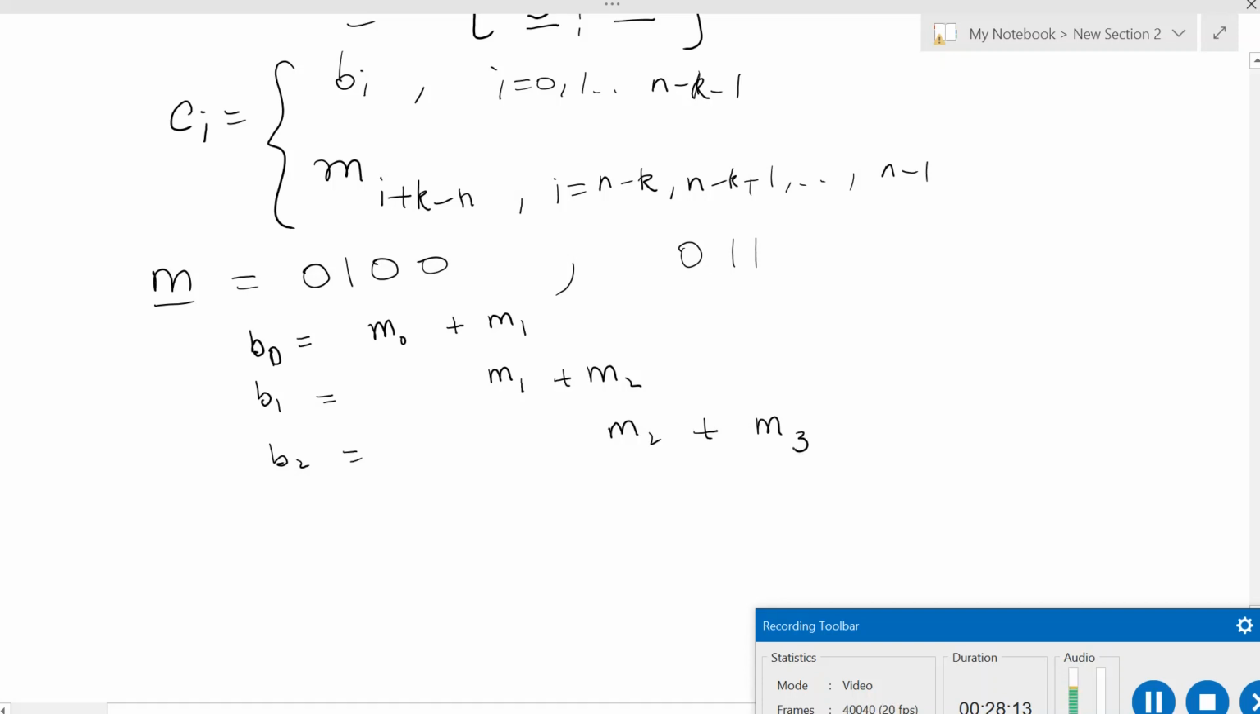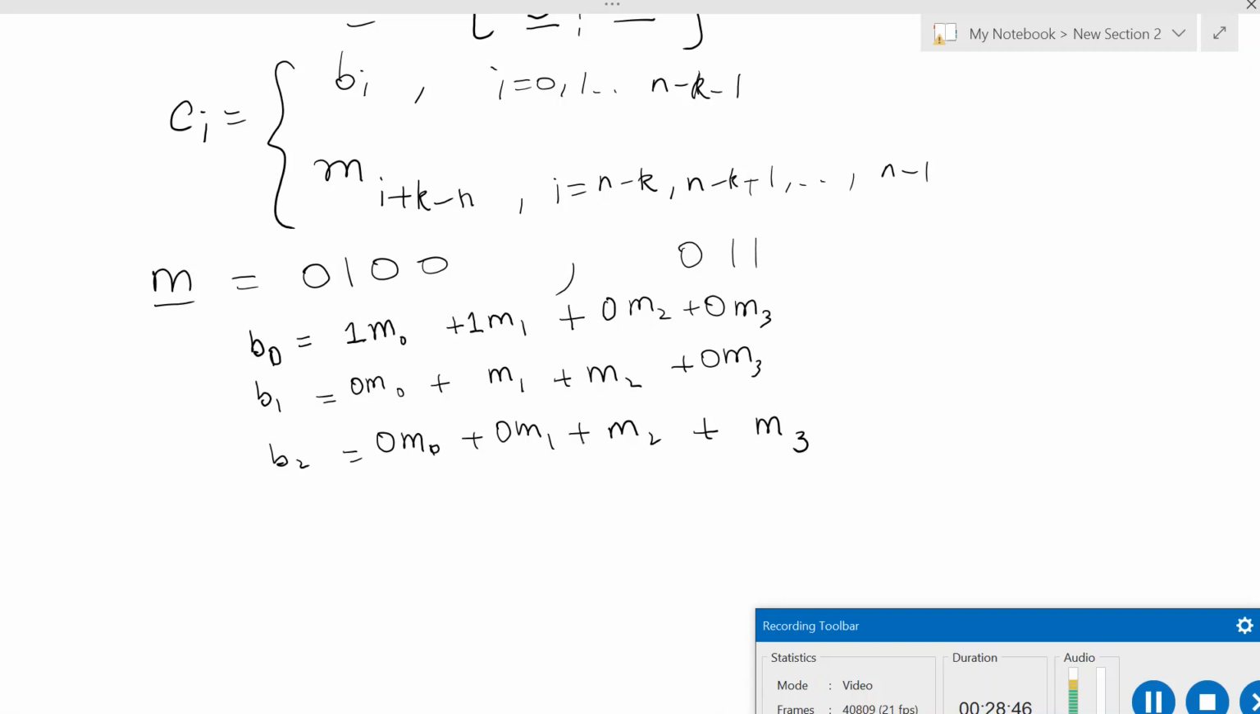So there is another way to say it. I can write here 1 times M1, or not 1 times M0, 0 times M2 plus 0 times M3, right? Same, 0 times M0 plus here 0 times M3, 0 times M1 plus 0 times, sorry, M0, M1 plus this, right? Sorry. So in other words, parity bits are formed by combining different message bits.